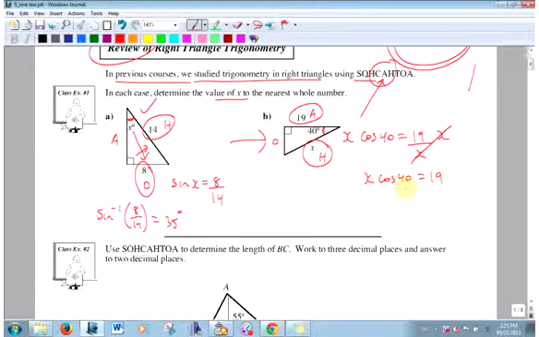But x isn't by itself. How do I get rid of cosine 40? Yeah, divide it. Whatever you do to one side, do to the other side. So x is 19 over cos 40. Put that in your calculator and you get 25. There's no units here, so it's just 25 units long. That's a length, right? That's the side.